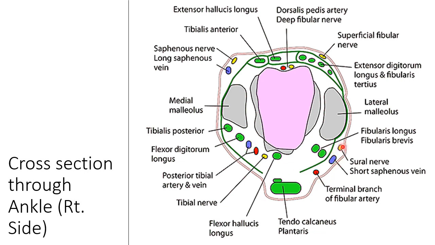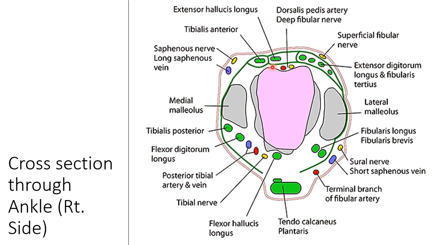We go to the other side, the structures passing behind the lateral malleolus. You will see two tendons, fibularis longus and fibularis brevis. We will also see a nerve, a vein and an artery. The nerve is the sural nerve, the vein is the short saphenous vein, and there is the terminal branch of the fibular artery.